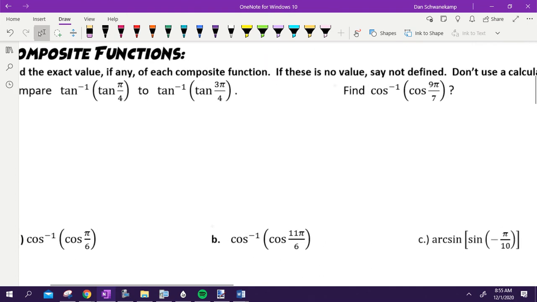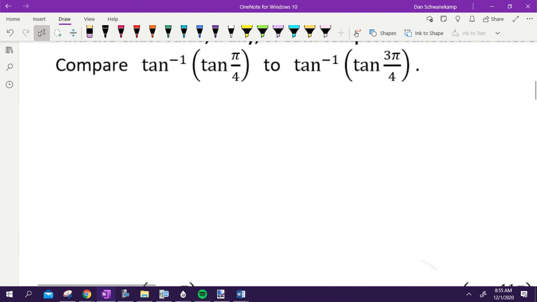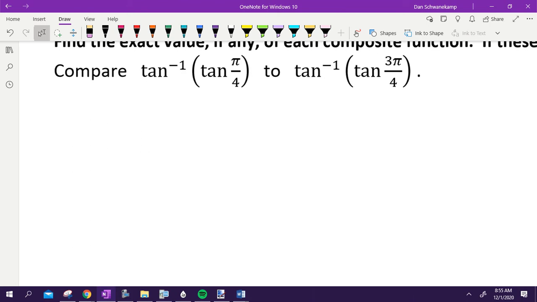All right. So the key to all of this is understanding restrictions. And we're doing composite functions. So let's look at the first one. Inverse tangent of tangent of pi over 4. If they give us an angle like this, it shouldn't be too bad. So let's just do this problem. Tangent of pi over 4.